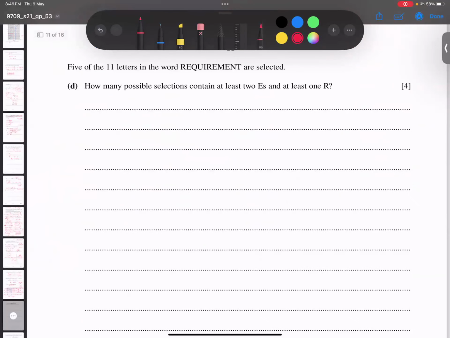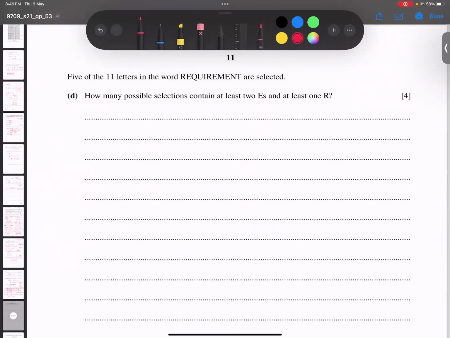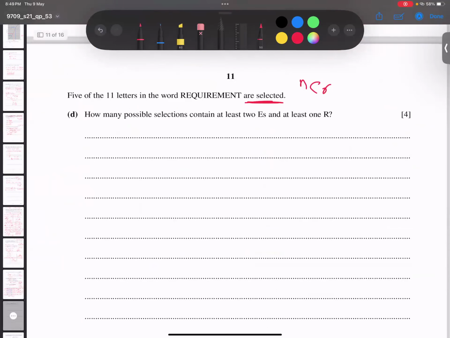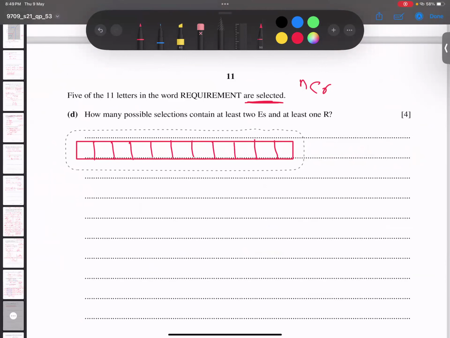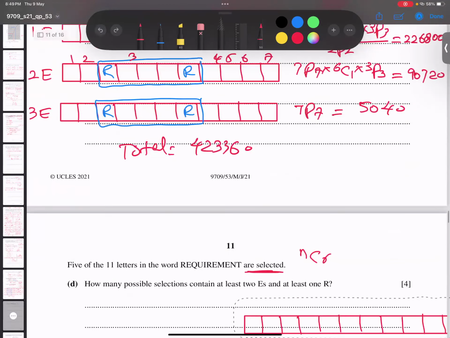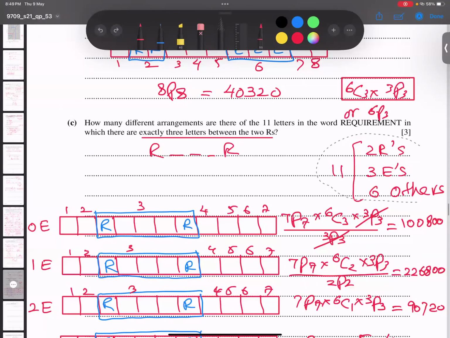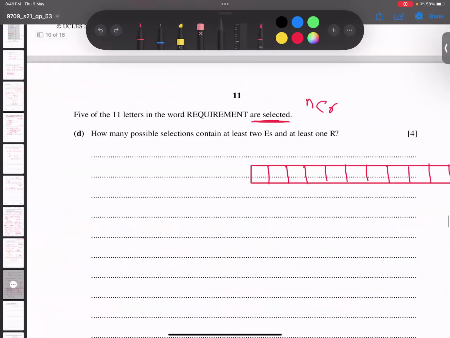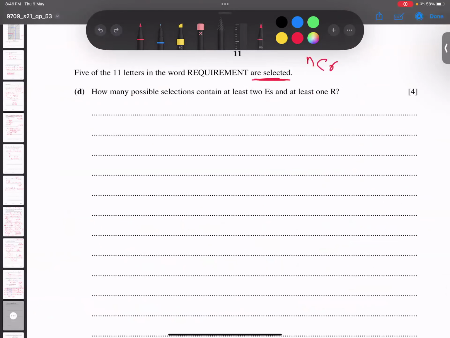Next we have, students, 5 of the 11 letters in the word REQUIREMENTS are selected. When the letters are selected, it is called a combination, nCr. So first of all, I will copy the data values which I have from the previous part. Okay. And he said how many possible selections contain at least, sorry, this is not needed, sorry. For that I need these options. So it is very important, and I must copy and paste here.